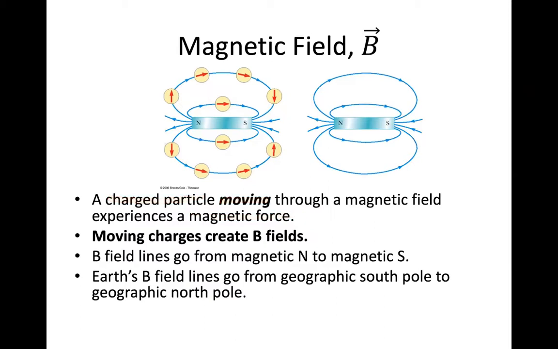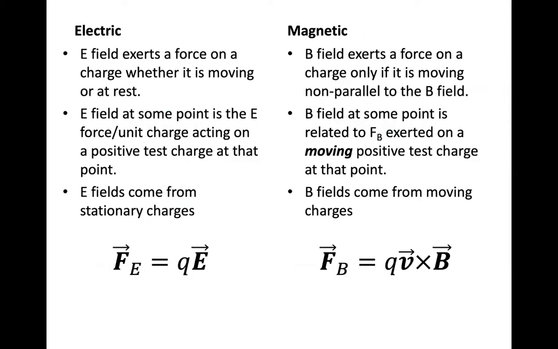So we say moving charges create magnetic fields. Where does magnetism come from? It comes from moving charges. The magnetic field lines go from magnetic north to magnetic south, which means from geographic south to geographic north on Earth. So if we're talking about electric and magnetic fields, everything electric is E and everything magnetic is B.